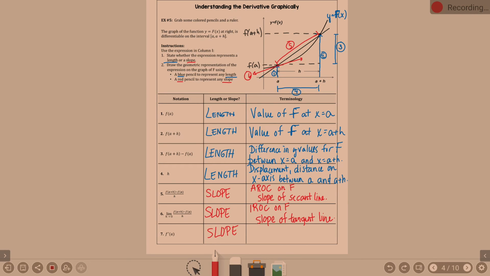So this is the same as number 6. Because f prime of a, that's how you find f prime of a. You do the limit as h approaches 0 of f of a plus h minus f of a all over h. So we don't have another picture to draw, thankfully. So we just write 7 beside it.